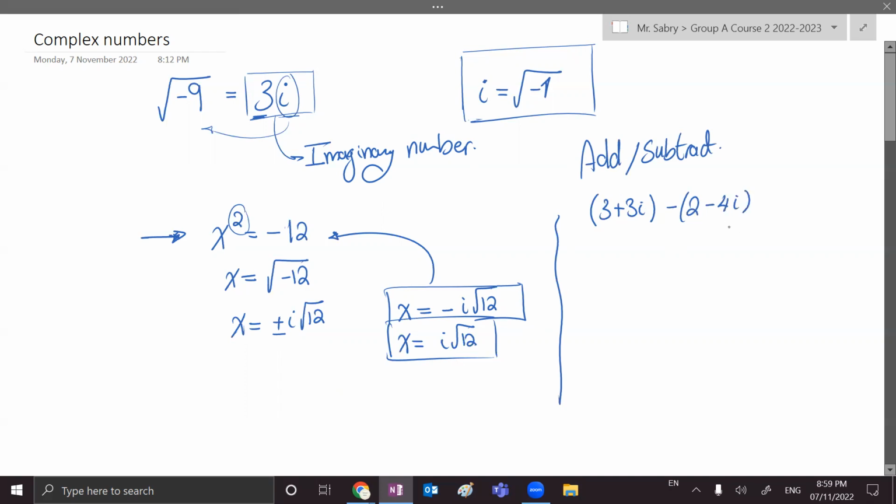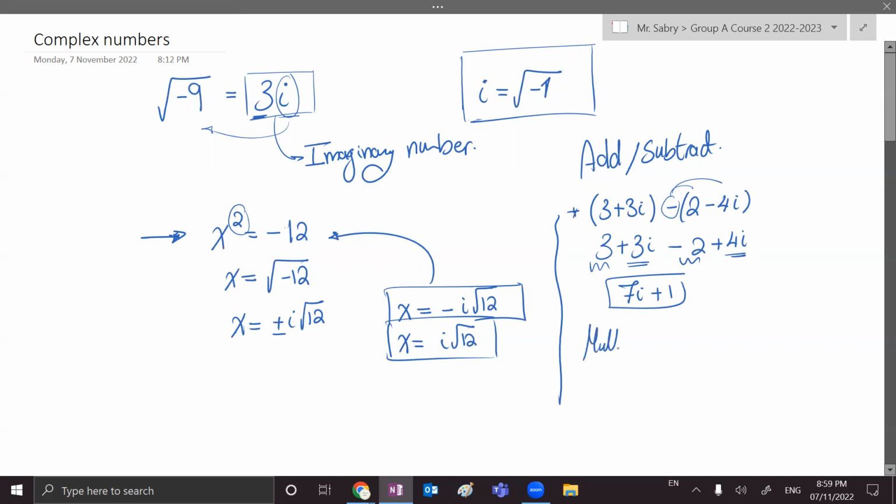two brackets subtracted from each other, the negative sign has to be distributed on the second bracket only, and we can now remove the brackets. We just switch the signs of everything in the second bracket. Now add like terms together. So 3i and positive 4i is 7i. Then 3 and minus 2 is positive 1. This is your final answer.